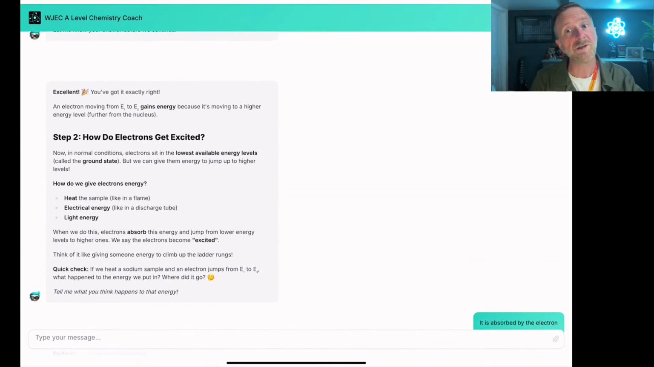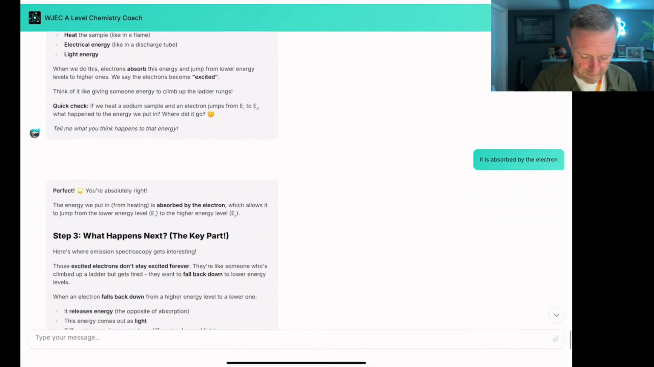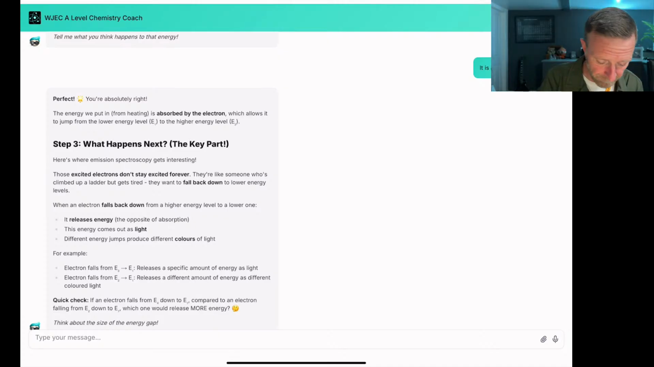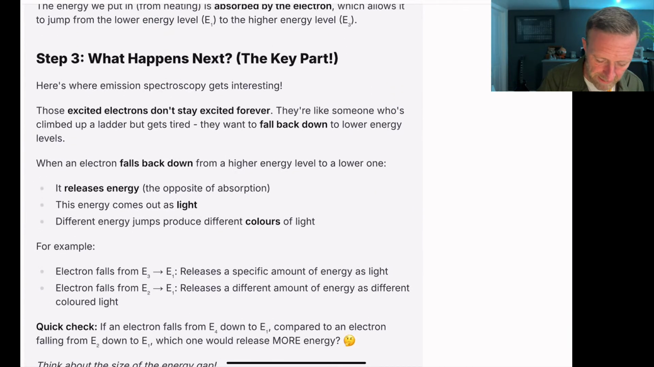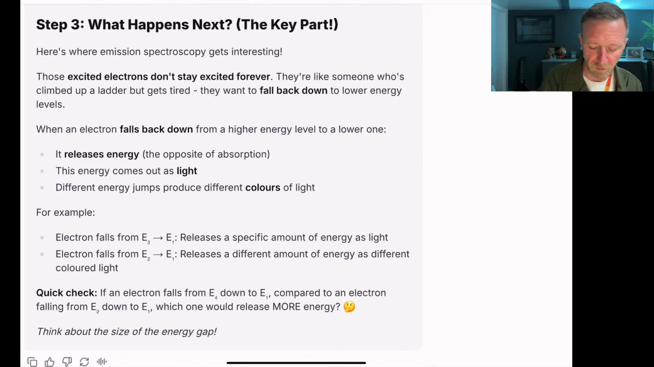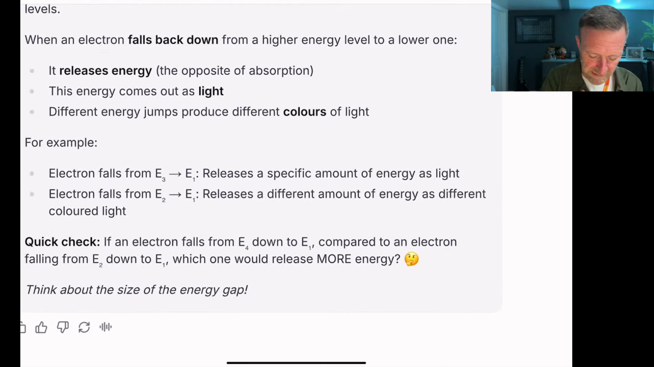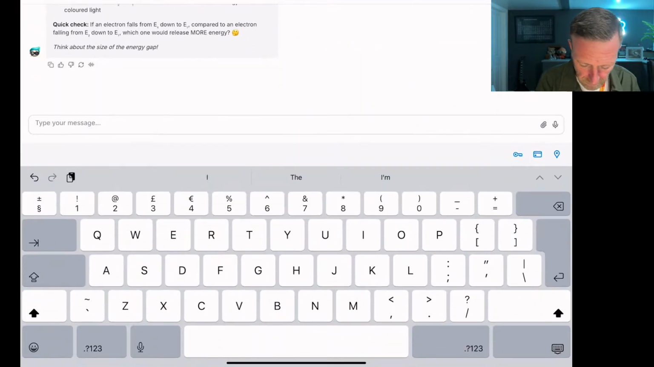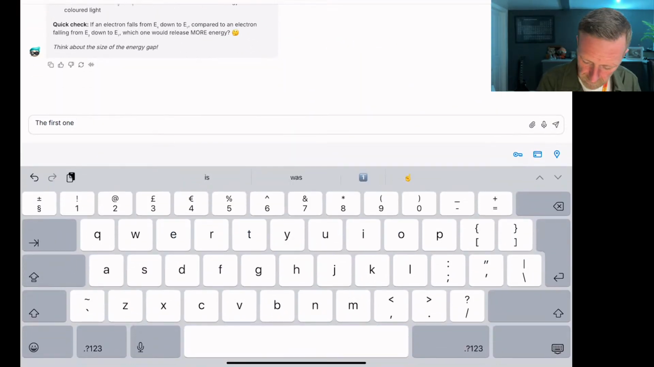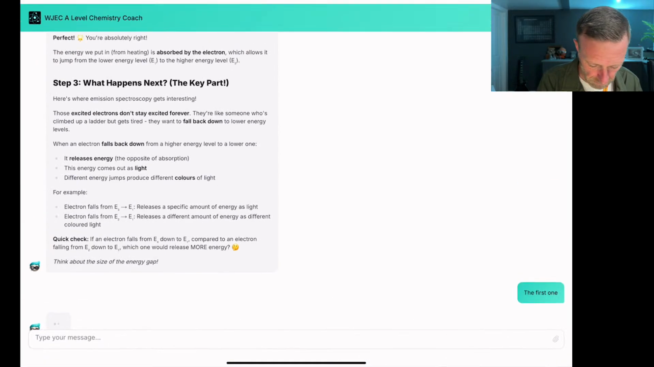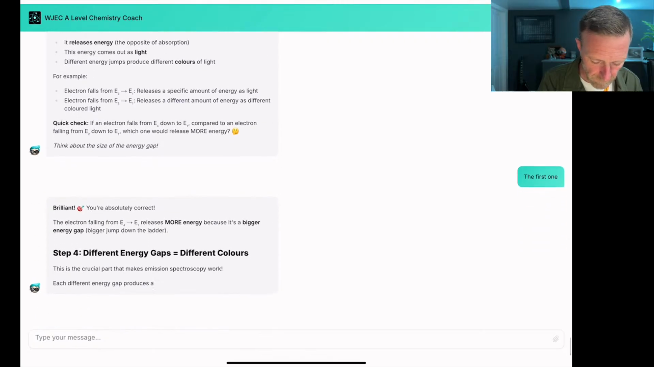Again, if you've got questions, guys, please ask. I'm literally sat here. If you put it into the chat, then I'll put it in. Okay, got that right. What happens next? They fall back down. They release energy in the form of light, photons. Quick check: if an electron falls from E4 to E1 compared to an electron falling from E2 to E1, which would release more energy? The first one, because it's fallen further, right? Is that right? Nice.